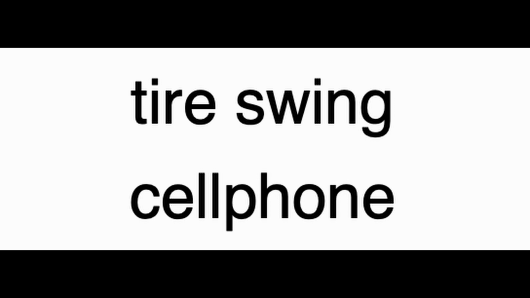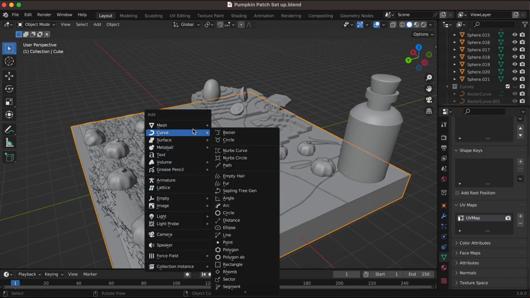Today we will be modeling a tire swing and a cell phone. So let's go. I hope you enjoy. We're going to start off with the tire swing today.